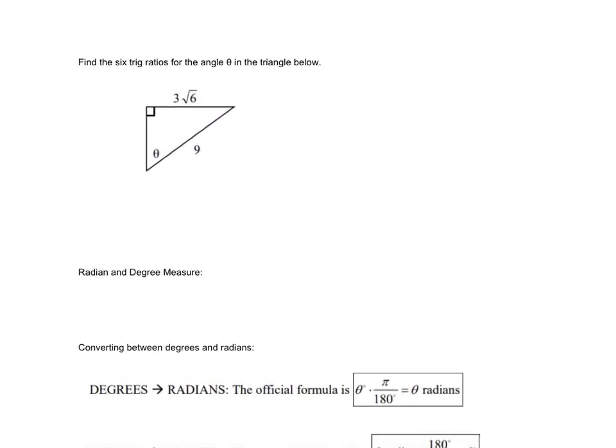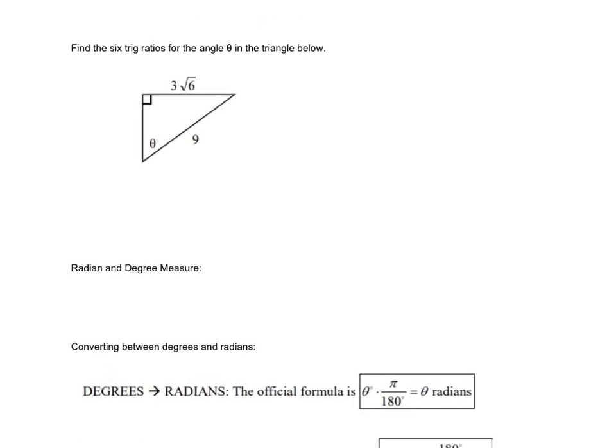So let's look at this example where we're going to find the 6 trig ratios for the angle theta in the triangle below. The first thing I want to do is define our sides. The one across from the 90, remember, is always the hypotenuse. The one across from the angle we're given, in this case theta, is going to be the opposite side because it's across from it. And this, of course, is the adjacent because that's the leftover side.